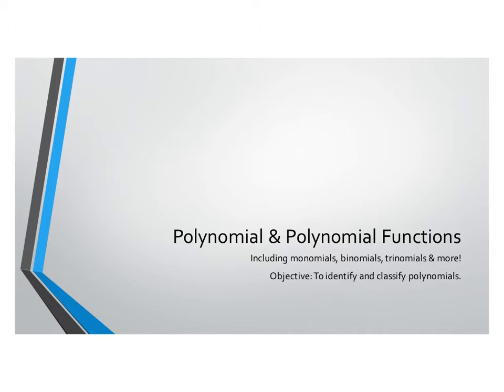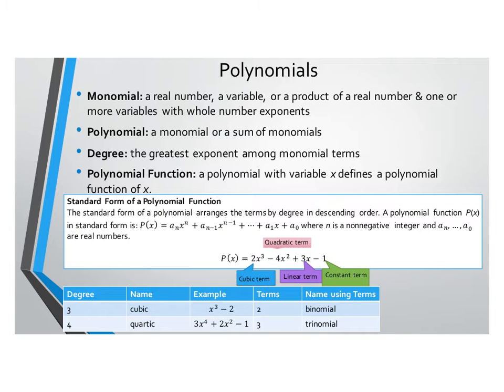Today you will be identifying and classifying polynomials. We'll start off with defining a monomial. This is a real number, a variable, or a product of a real number and one or more variables with whole number exponents. Okay, so an example of something like this would be like 2x or negative 3x to the fourth, right? So we have a real number, a variable, or a product of a real number and one or more variables with whole number exponents.